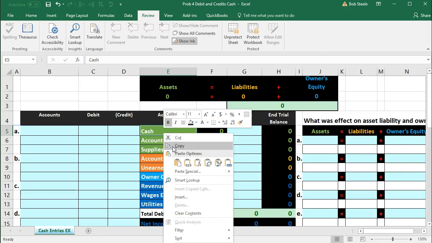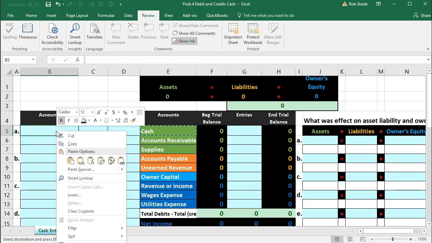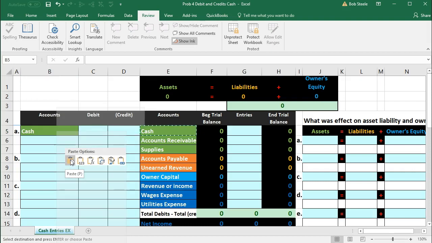So I'm going to copy this cash. I could just type it over here, but I'm going to copy it. And rather than pasting it normally, which would change the color of the cell, I really just want to see the value. So I'm going to paste the values only like this. And again, we could just type it in there, but I'm going to get the practice in on copying and pasting.